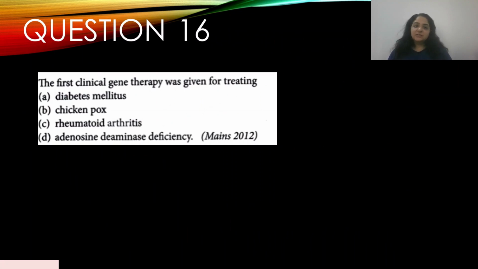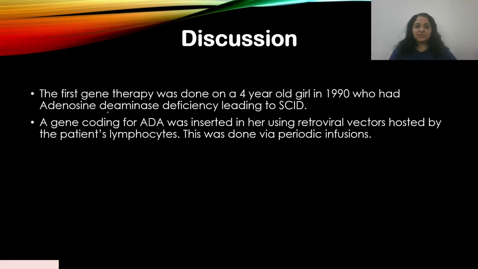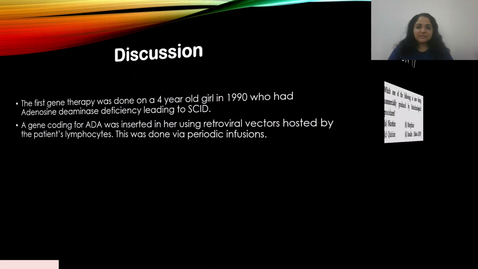Question number 16. The first clinical gene therapy was given for treating, this appeared in NEET 2012. We already discussed this also. A. Diabetes mellitus, B. Chickenpox, C. Rheumatoid arthritis, and D. Adenosine deaminase deficiency. So it is D. That's the first clinical gene therapy that was done. The answer is D. I'm not going to go into the details again. I already discussed this. You can go back and listen to my discussion. Right, let's move on.